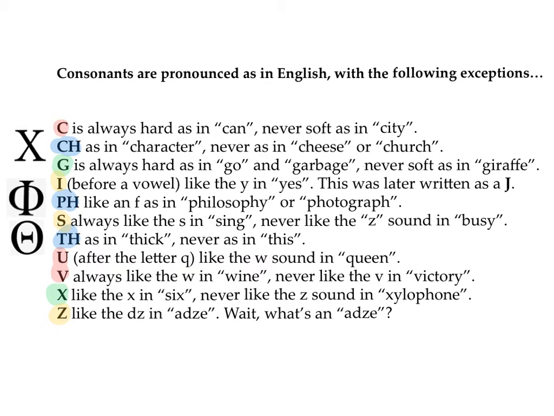Z, Z. You know it's a rare letter when the example word they give you is something that you've never heard of in your life. An adze, in case you want to know, is a sort of agricultural implement like a digging stick.